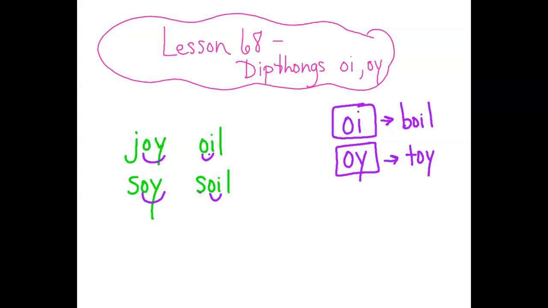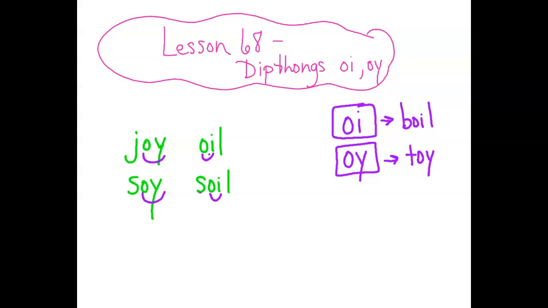Diphthong O-I in the word oil is in the initial position. That means in the front. Which diphthong is in the medial position? That would be O-I in soil. Which diphthong is in the final position? That would be O-Y in joy and O-Y in soy.